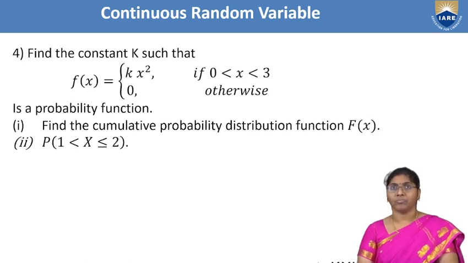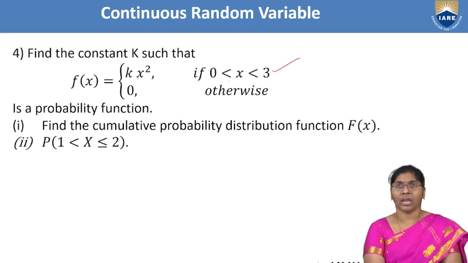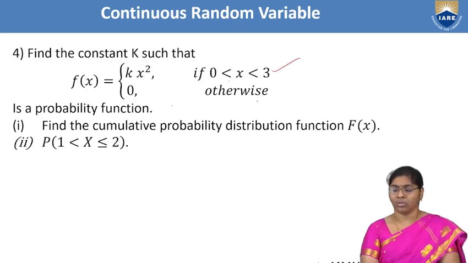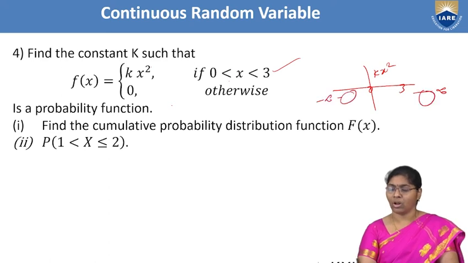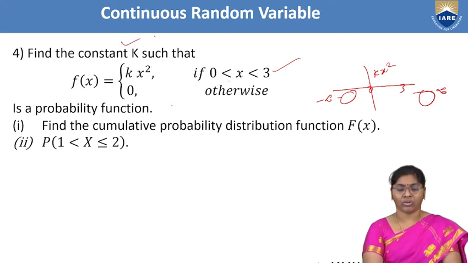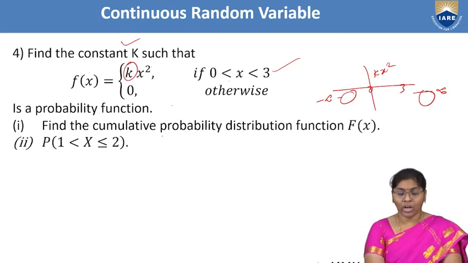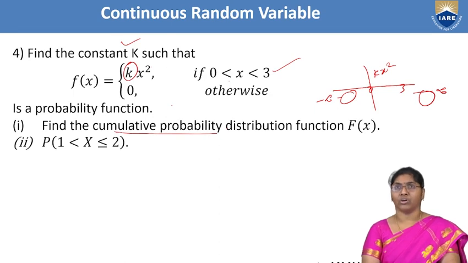Next one. Find the constant k such that f of x equals k into x square for x between 0 and 3, and the remaining values are zeros. That means we are choosing 0 to 3, where the value is k into x square, and all the rest are zeros. This is a probability function. We are finding the constant k, and then we find the cumulative probability distribution function.